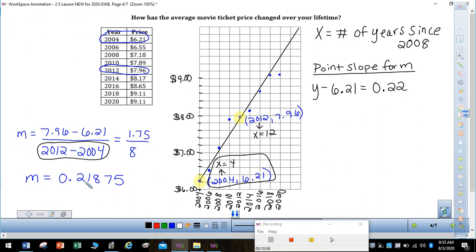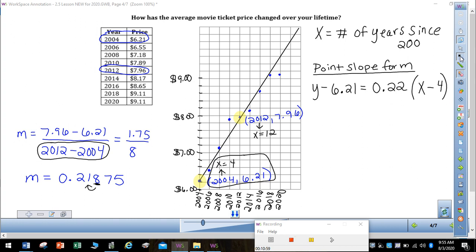When we're rounding, if you look at the 8, that's bigger than 5, so it's enough to push up the 1 to the next value. So we'll just say 0.22 times the quantity x minus the x value of the point. So remember, instead of using 2004, we're just going to use 4 because x is going to represent the number of years since 2000. I don't know why I wrote 2008. It's the number of years since 2000.